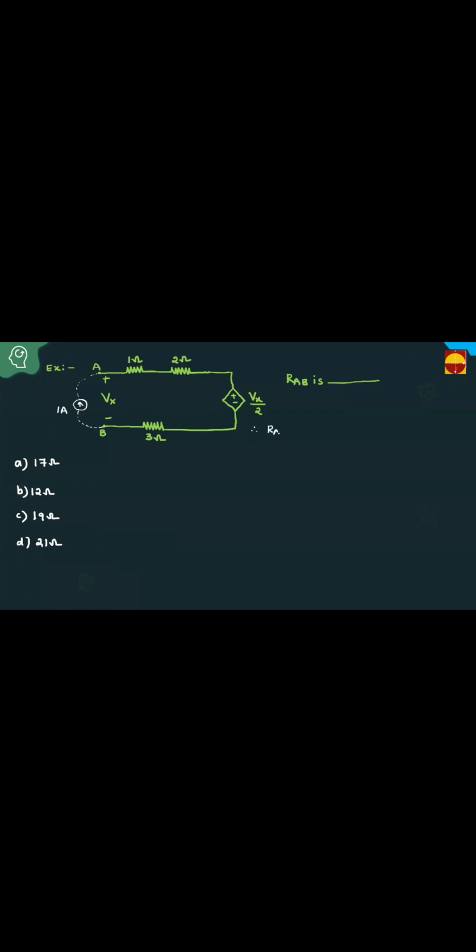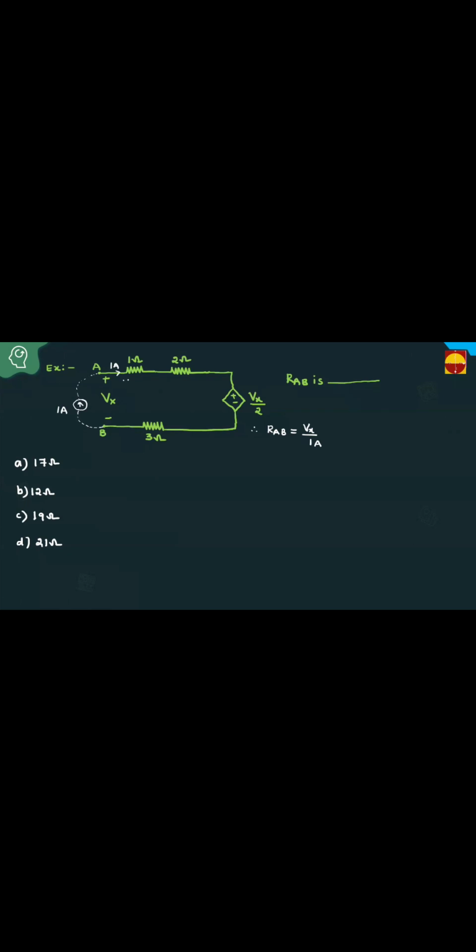Then how to calculate RAB? RAB is equal to Vx by 1 ampere. Vx by 1 ampere gives the RAB. Then to calculate Vx, apply KVL in this loop. This is the method you have to apply if only a dependent source is present and there is no independent source. Based on the given circuit, sometimes you have to connect a voltage source, sometimes a current source. But here a current source is required. That's why I'm connecting the current source.